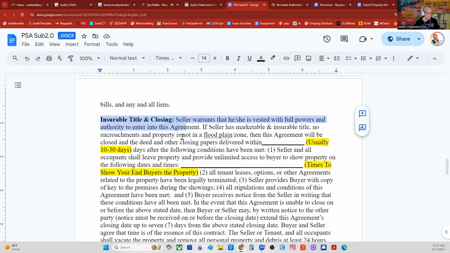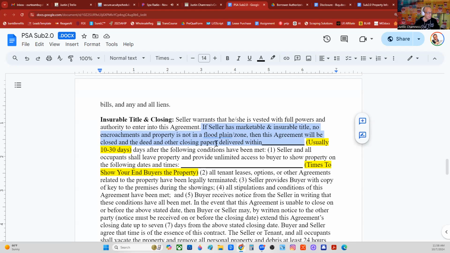All right. Insurability, insurable title, and closing. In other words, if the seller cannot deliver marketable title, insurable title, and it's not in a floodplain, it's not in a flood zone, like flood zone C or something like that. I think A is the best, and I think C is the worst. Or maybe it's backwards. I'll have to look it up real quick. I can't remember this morning.